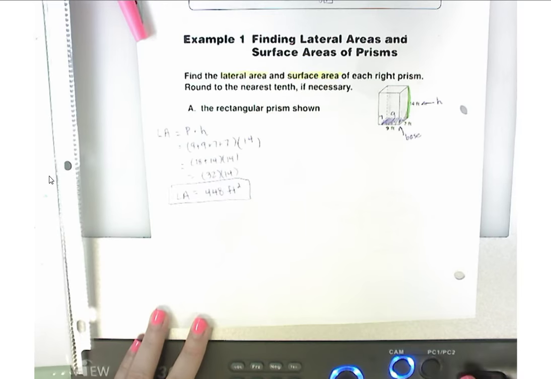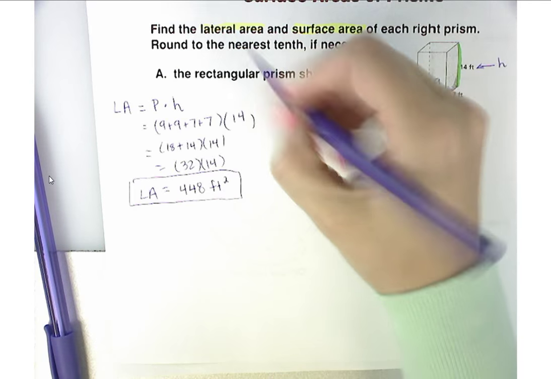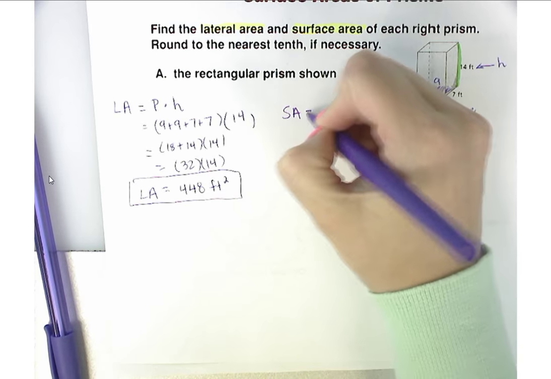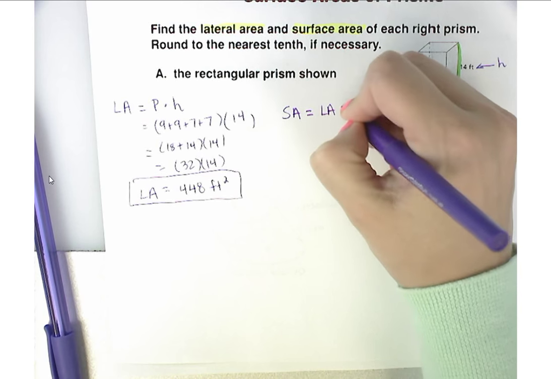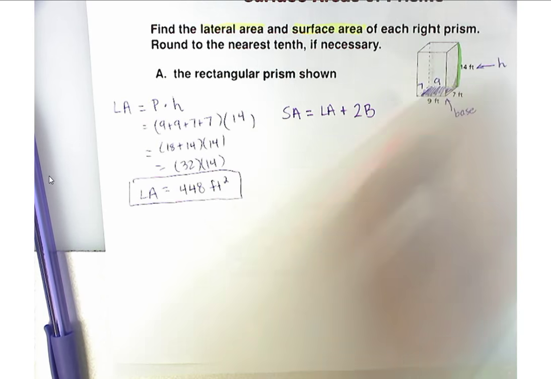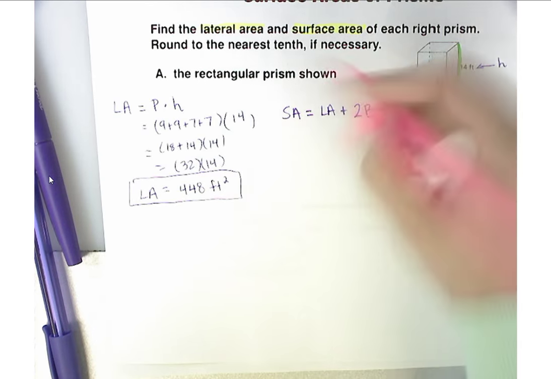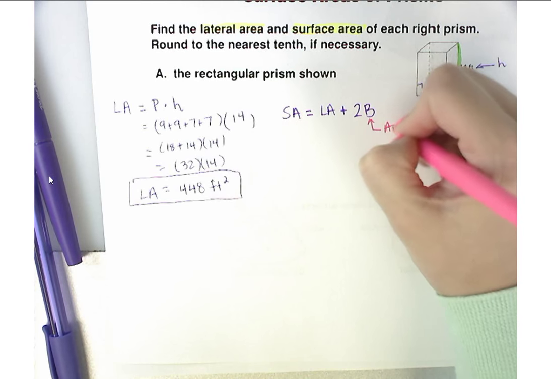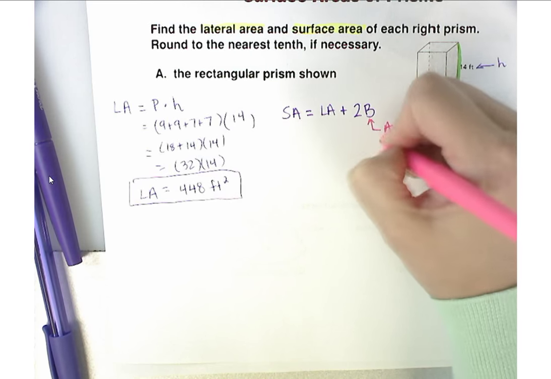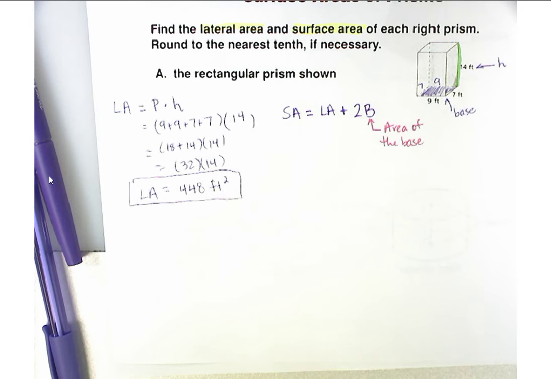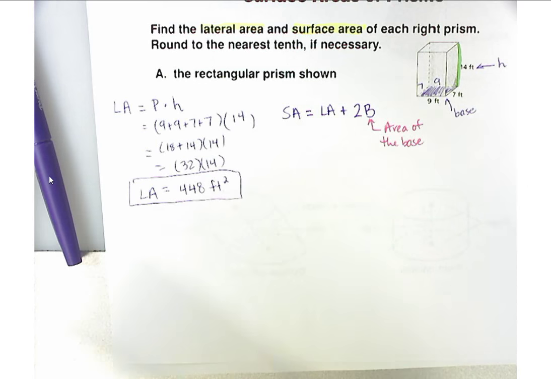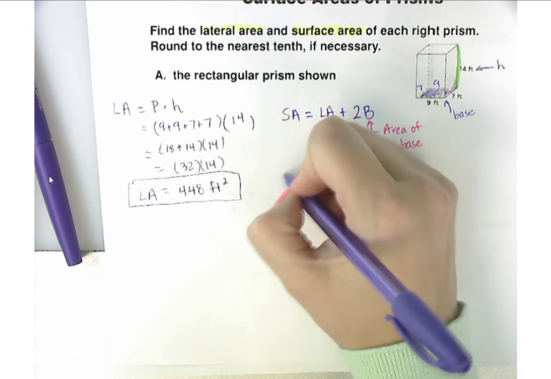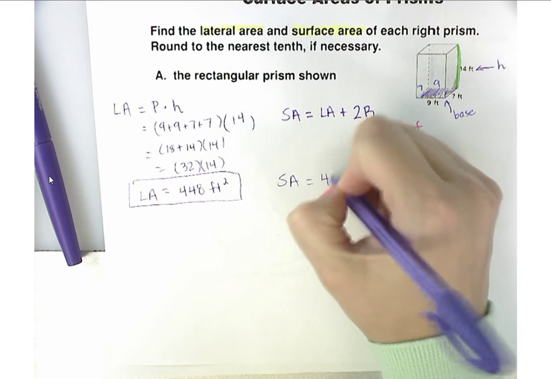Okay, and then for the surface area, the surface area is going to be the lateral area plus 2 times B. Okay, and then remember that B means area of the base. So we already have our lateral area from what we just did. That will be 448.